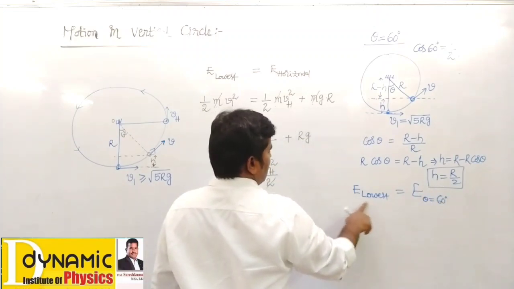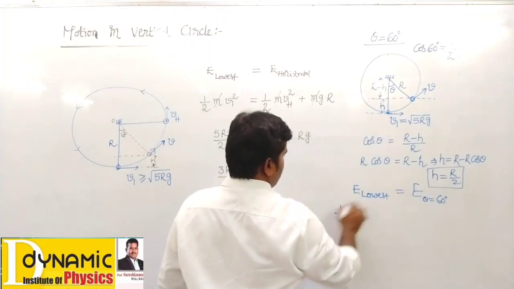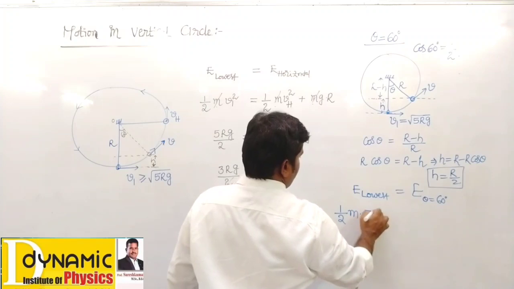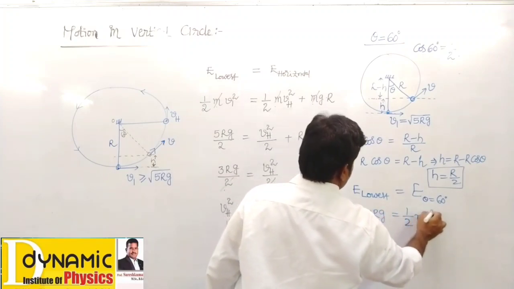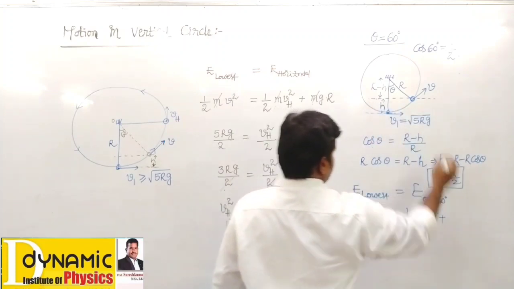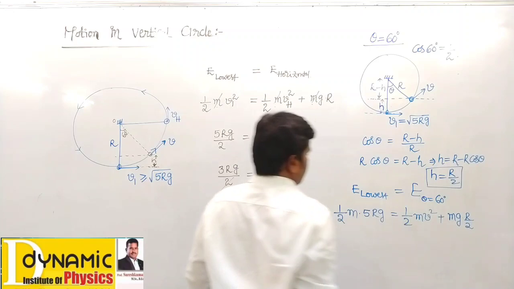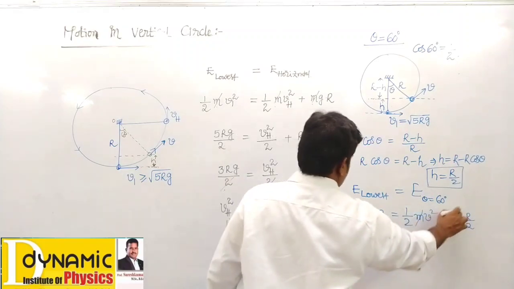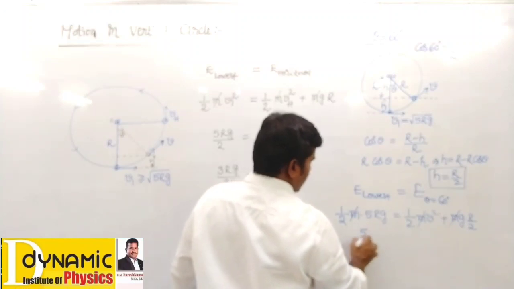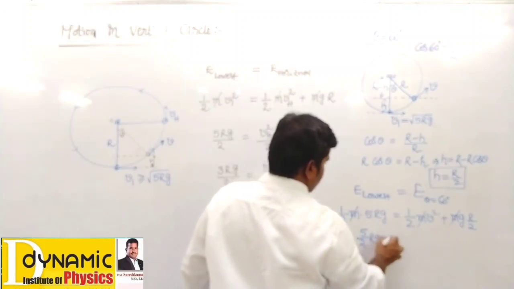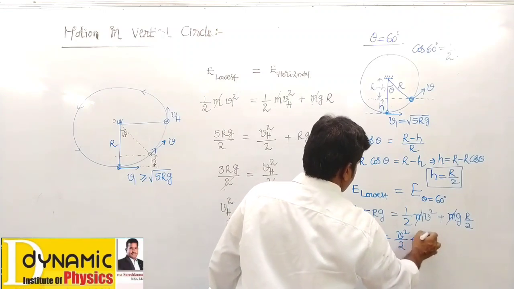The lowest position energy is half m v1 square, so this is 5 rg. This is equal to half m v square plus potential energy mgh, mg into r upon 2. Then after simplifying, this is 5 by 2 rg equals v square by 2 plus rg by 2.